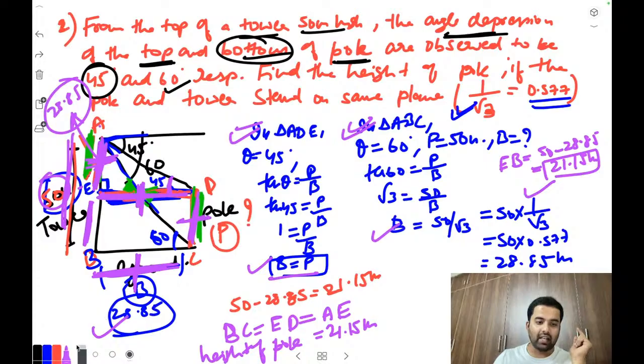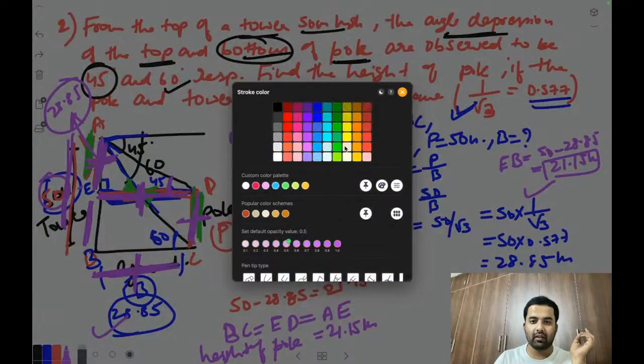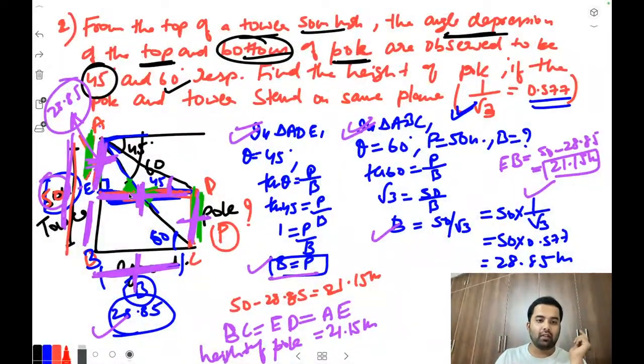First thing, I'm repeating the last part because many of you may get confused. Let me take a dark color. First thing, we are saying that this is equal to this one. Now we got the value of this BC. We know that BC equals ED, and ED equals AE. We got the AE length, which is this.